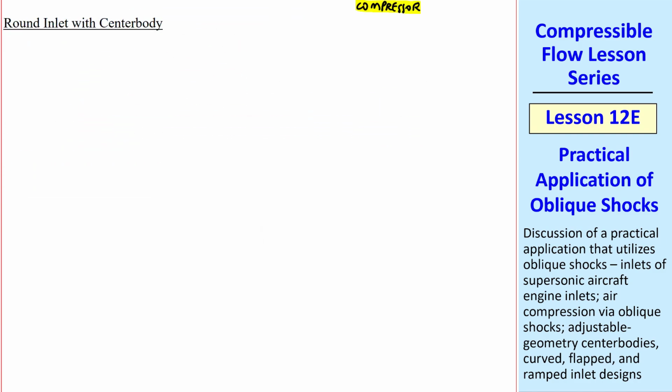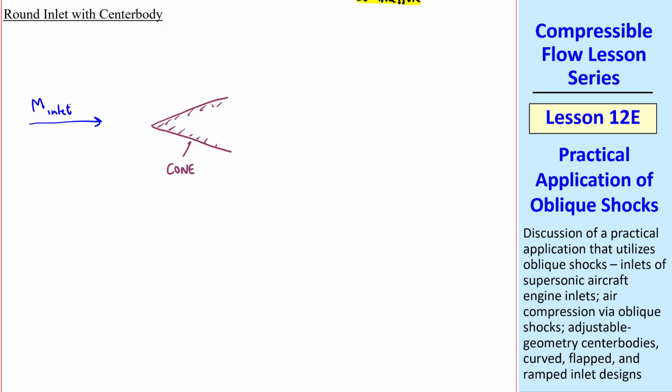We'll talk first about a round inlet with a center body. This is a round geometry where we have a cone aligned with the inlet flow, which has Mach number greater than 1. The cowling of the engine inlet is designed such that the oblique shock that forms here impinges at the leading edge of this cowling. This is a weak oblique shock, and for the case of a round cone, it's also conical.